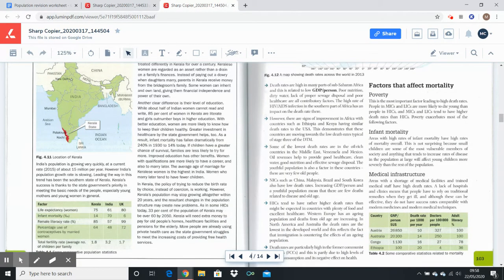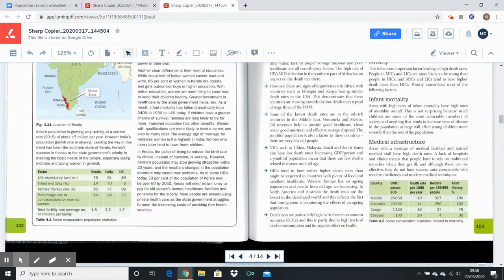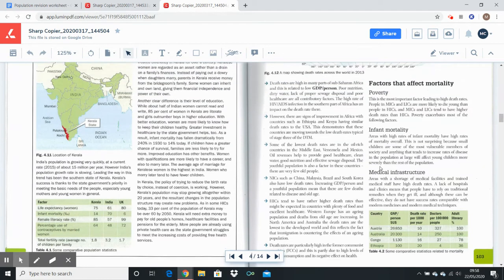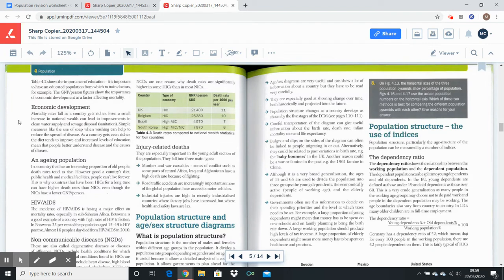So again, there's 8 factors here that affect mortality rates. First one is poverty. The poorer a country is, the more likely you are to die, is the basic one in that one. Infant mortality rate increases mortality rate, so the higher that figure is, the bigger the mortality rate is going to be. Medical infrastructure: the less people earn, the fewer doctors per 100,000 people, the higher the mortality rates. The mortality rate, how many deaths per 1,000, is going to increase, isn't it?